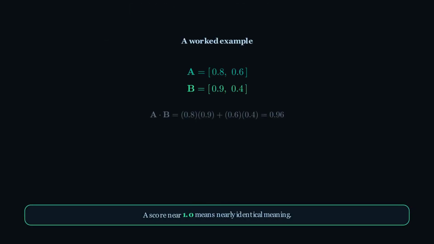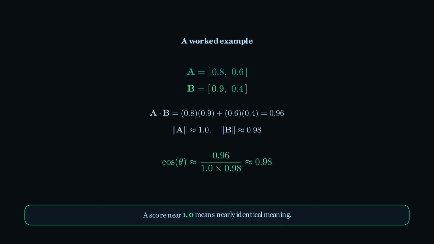Say cat is the vector 0.8, 0.6, and dog is 0.9, 0.4. Their dot product is 0.96. Dividing by their magnitudes gives a cosine similarity of about 0.98. Very close to 1. Meaning these 2 words are highly similar.